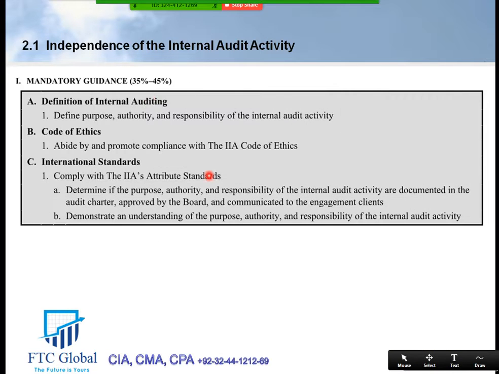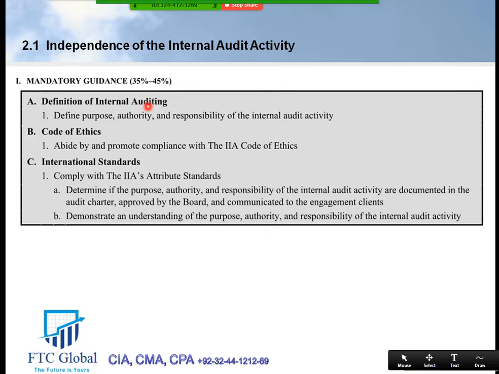So the overall section 1, which is 35% to 45% of your Part 1, includes all the mandatory elements: the definition of internal auditing, which we have done in detail in your Part 1, chapter 1, the code of ethics we studied in detail in chapter 1, and then the International Standards on Internal Auditing, which simply are referred to as standards.